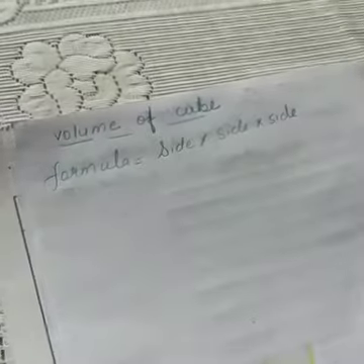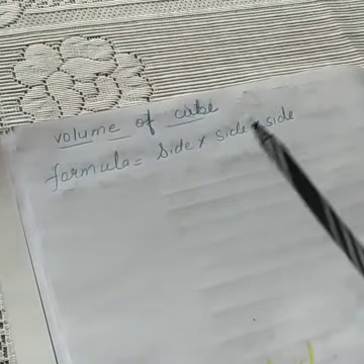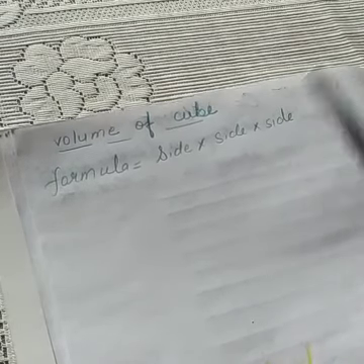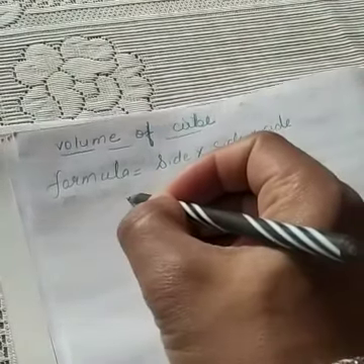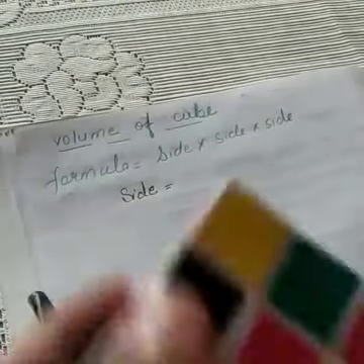So now let's start with this cube. First, you all know the formula, I have already written it. The formula for the volume of a cube is side into side into side. So to find the volume, the first thing I have to find is the side of this cube. So let's find the side of this cube first.